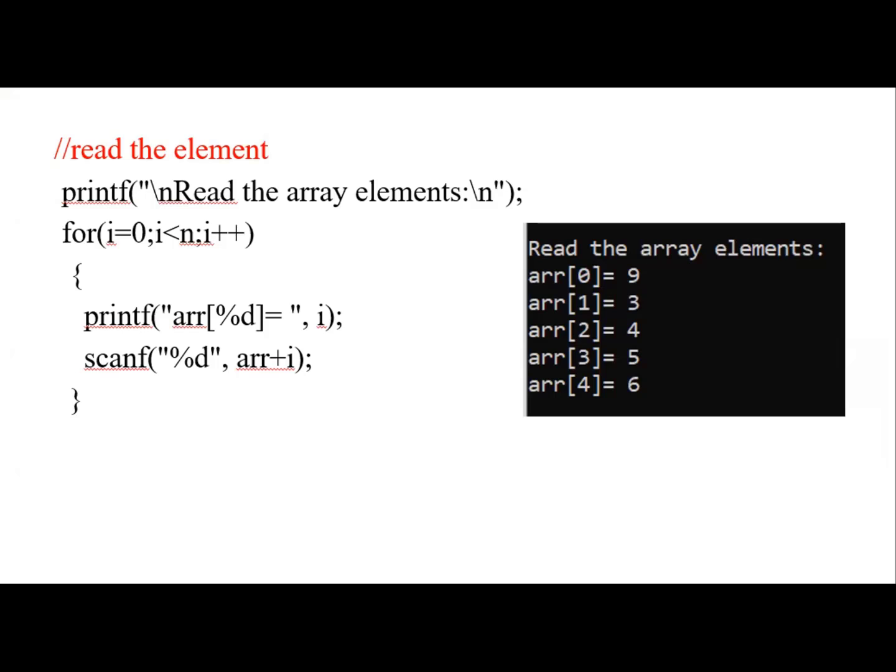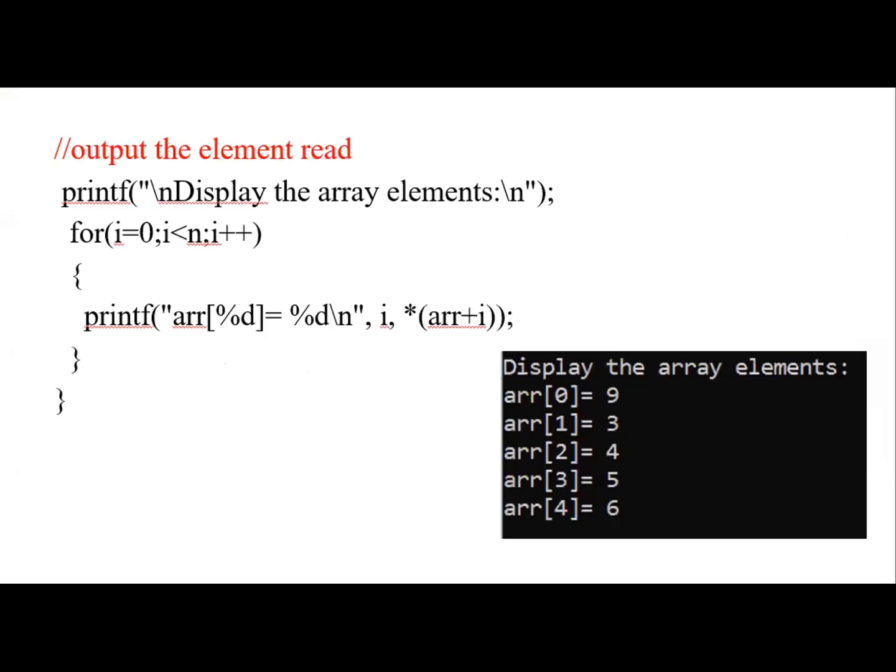Then let us try and read the array. So printf, the array is, star values. Now we are going to display the values. So star ARR plus i. This is how we display the array. Okay, let us look at another example.